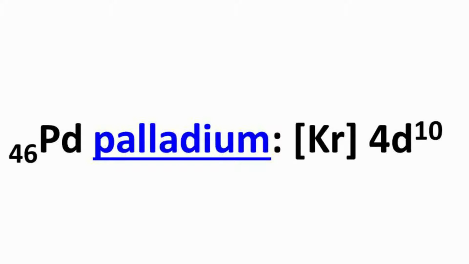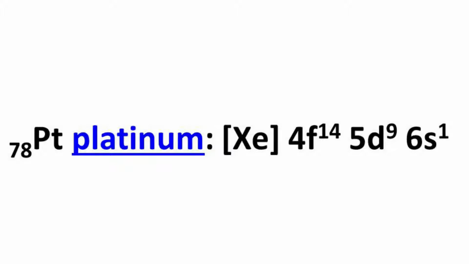Now this is palladium below nickel. The electronic configuration of nickel is not represented here. What is represented? 4d10. There is no electron in the 5s orbital. It is very different from that of nickel, though it is below nickel. Now for the next element below palladium, platinum, what are we finding here?